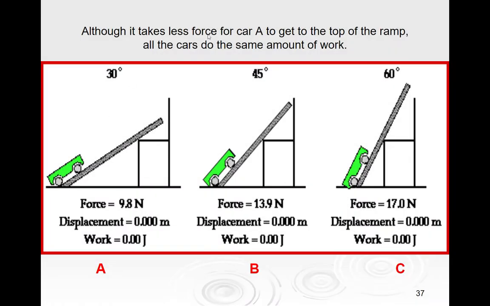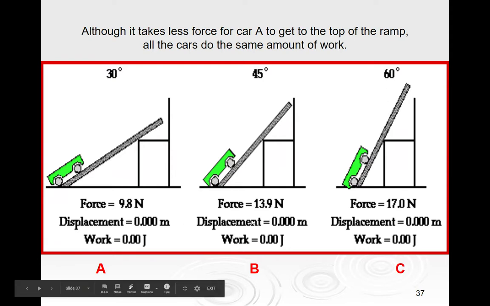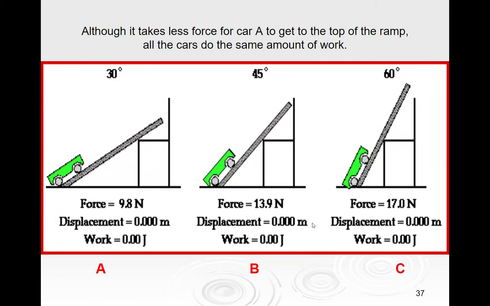Although it takes less force for car A to get to the top of the ramp, all the cars do the same amount of work. So every car here, their forces have to be different because, as you'll see, we have a steeper incline, so a greater angle. Their displacement is all the same, so their work is all equal.